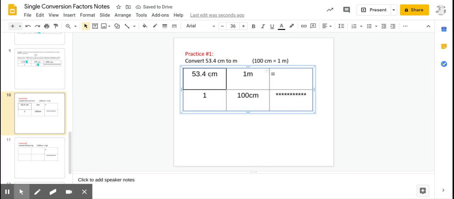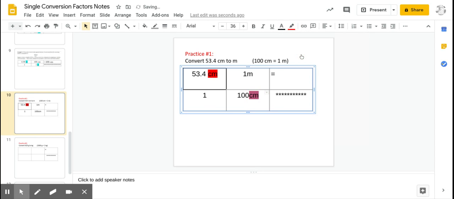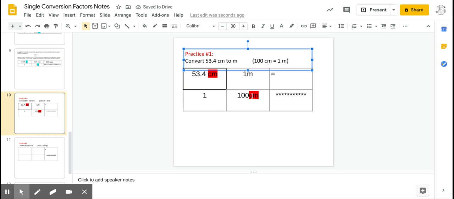All right, now just to show the canceling, I like to write them on paper, but here we're trying to do it on the Chromebooks. I'm going to highlight this centimeter there, top there. Look, it's on the bottom here. Because that label is top and bottom, I can cancel it out. If I were doing it on paper, I'd just cross them out, but I can't do that here.